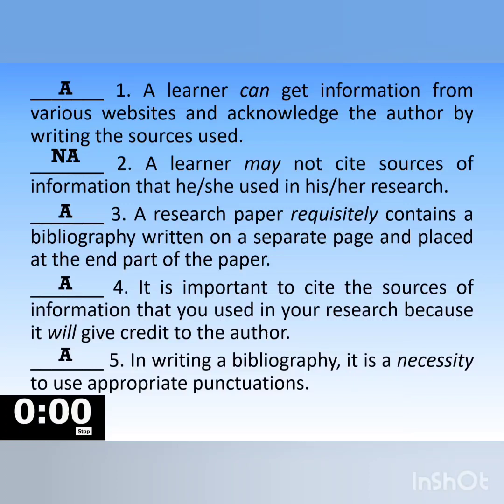Did you get a perfect score? If yes, well done. If no, then nice try.